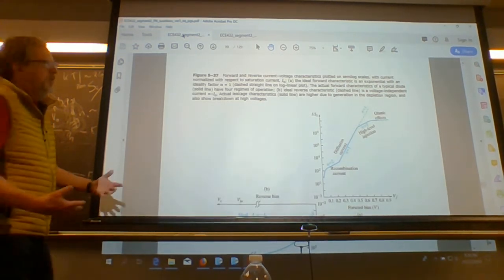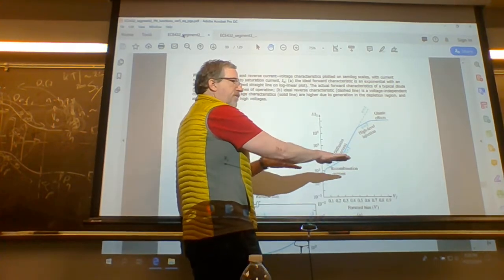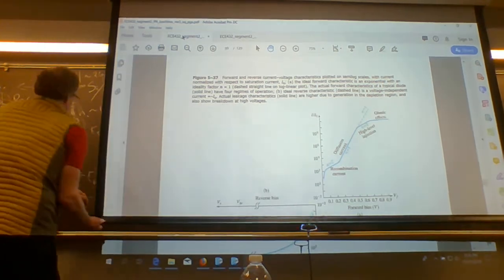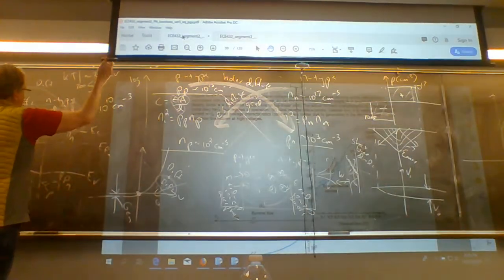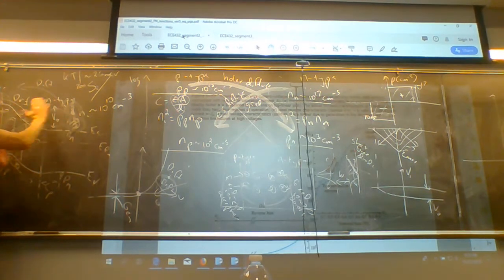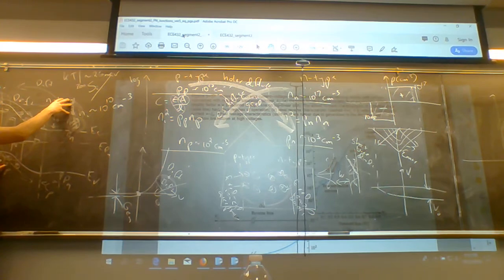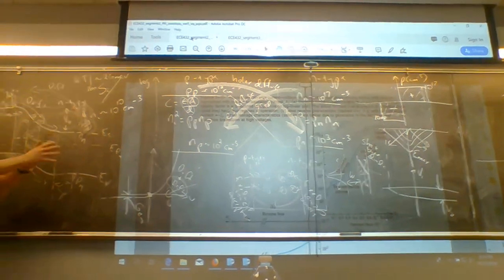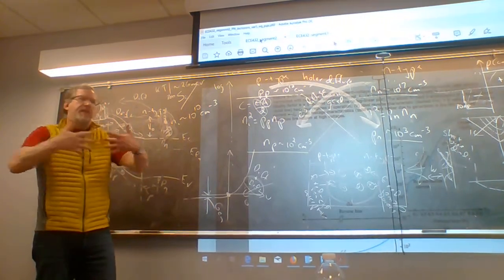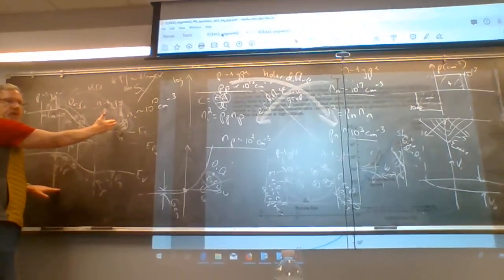High-level injection is just that it's so forward biased. The carriers, it's almost going to flat band, and there are so many electrons coming and so many holes that they're hitting each other as they're coming across. Because they're separated in energy space, but they're not separated in physical space. Right? In physical space, they're going right past each other. In energy space, they're separated.